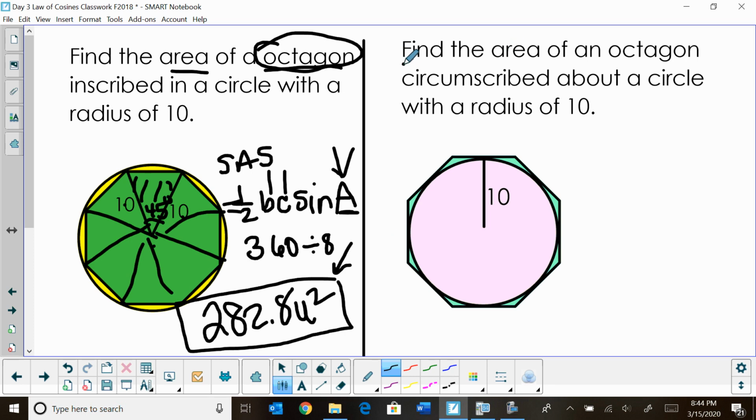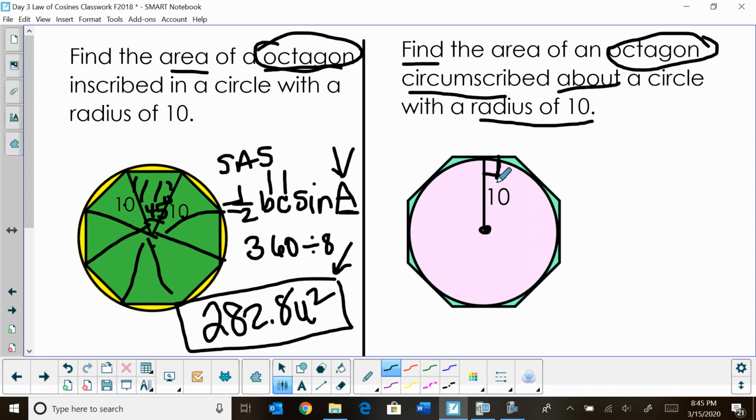So let's look at what would change if we need to find the area of an octagon that's circumscribed about the circle. In other words, the octagon is now on the outside of a circle. The radius is still 10, but it's the radius of the circle, not the radius of the octagon. So you have to be careful. When we're talking about the radius, we're saying the radius of the circle. So what is that? Well, that is actually the apothem.